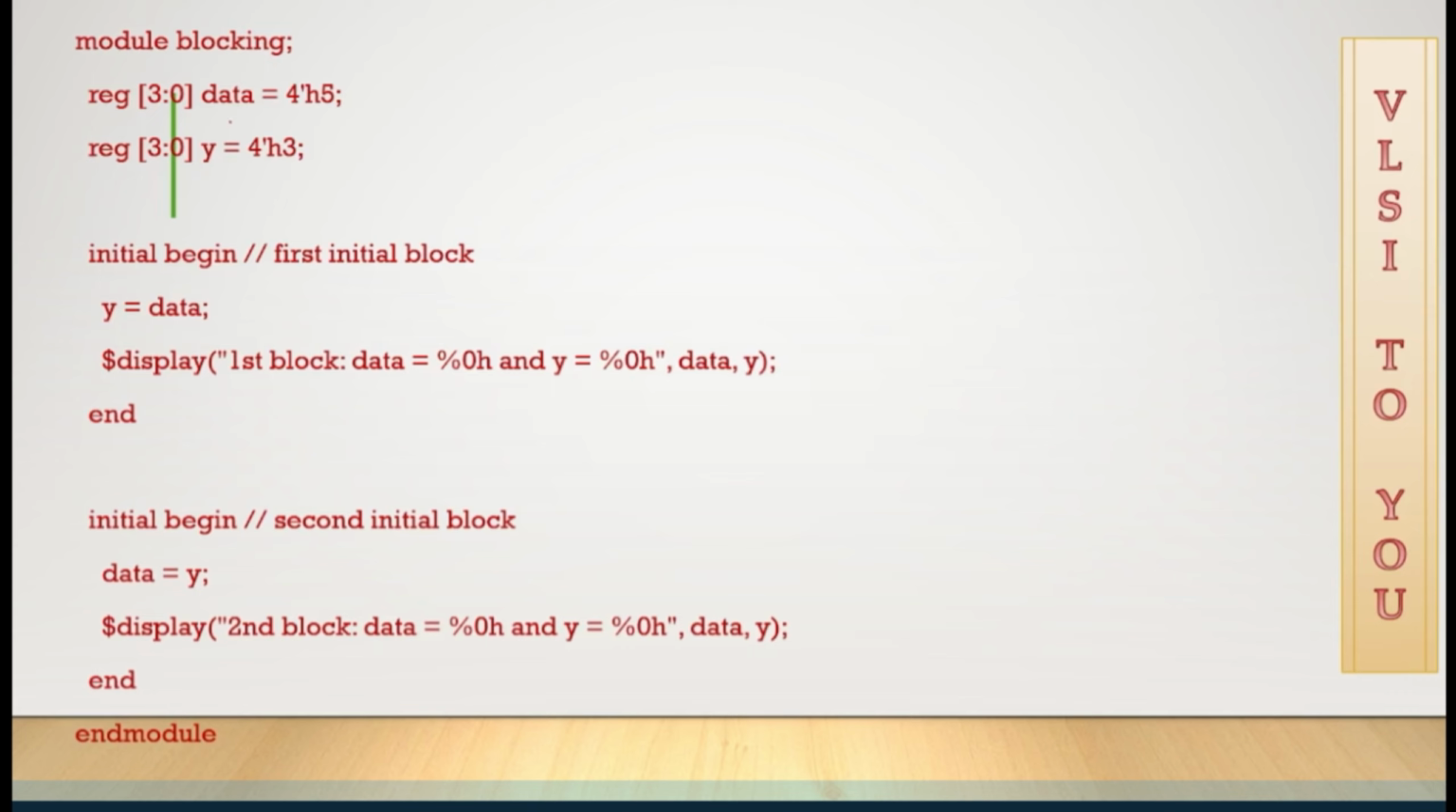Here, data equal to 5 and y equal to 3. This is the value that I have initialized at 0 time. Now I have taken two initial blocks, so both will be running at 0 time only. This is fine, but if you see, this is the equal to symbol.